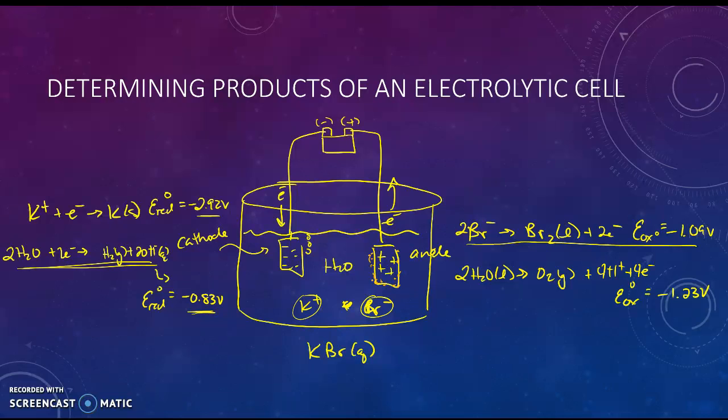So that's how we analyze the products of an electrolytic cell when we have an aqueous solution. We compare the reduction of water with the positive ion that can be reduced to see which one's more positive. For the anode side, we compare the oxidation of water with the negative ion that can be oxidized, and whichever one's more positive, that's the one that's going to occur.